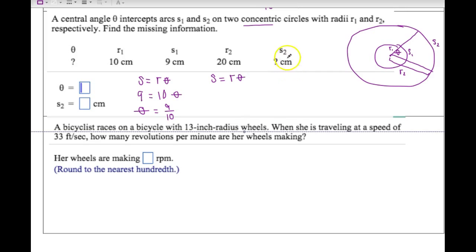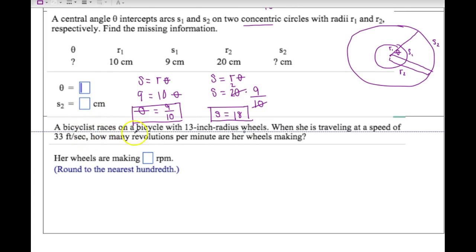So now I'm looking for S2, but I have my R, and I have my theta. So it looks like S equals 18. So theta is 9/10, and S is 18. That's what you would put here and here.